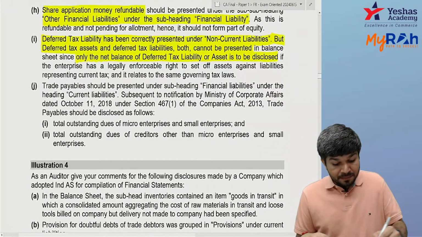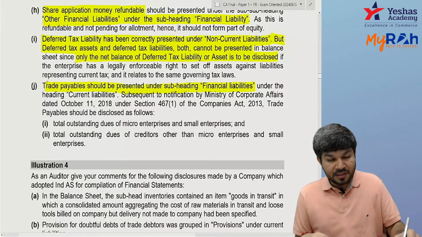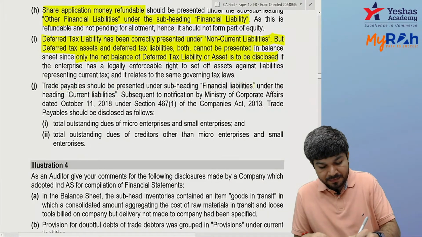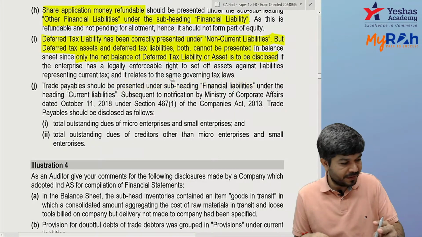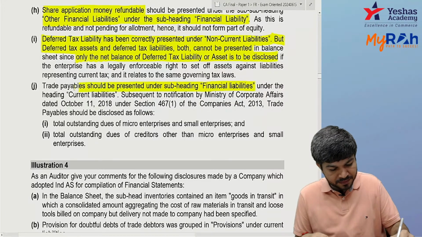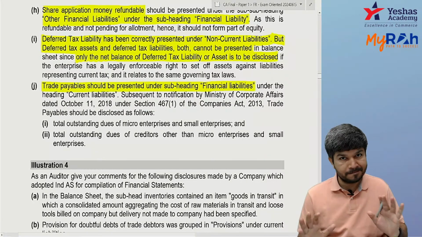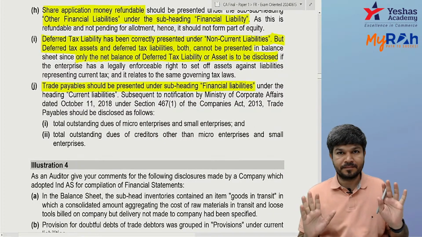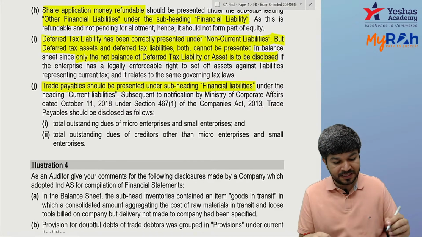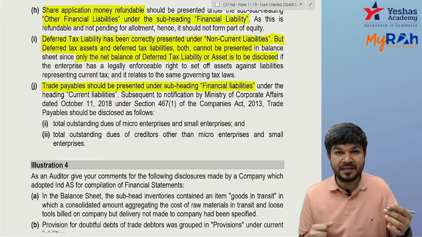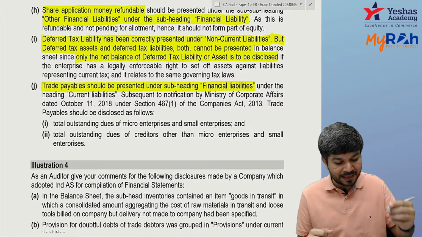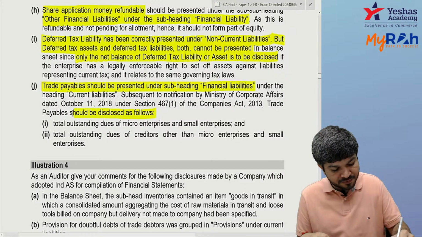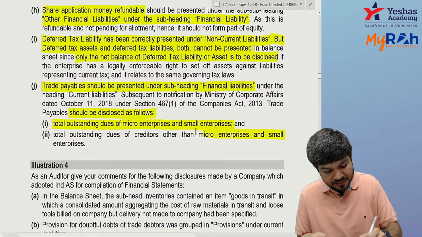Your trade payable will come under financial liability. So under your current liability, there will be financial liability, and under financial liability, trade payable. And now it should be bifurcated as dues to micro and small enterprises, and dues to other than micro and small enterprises. It should be disclosed as follows.